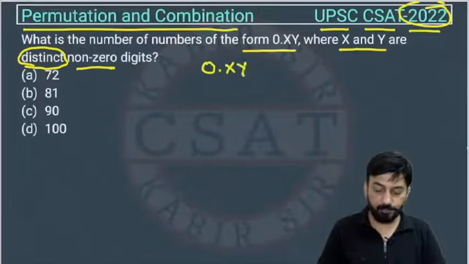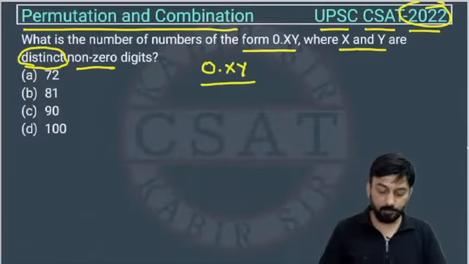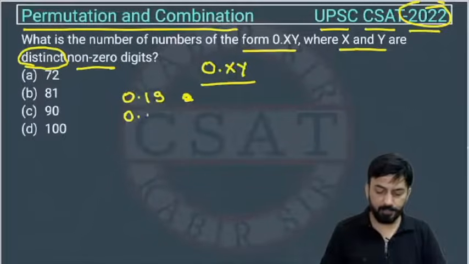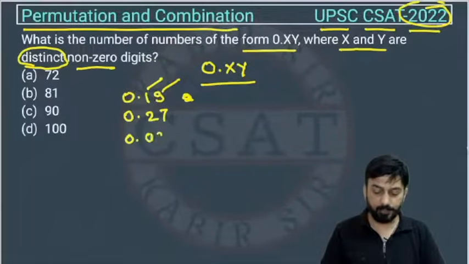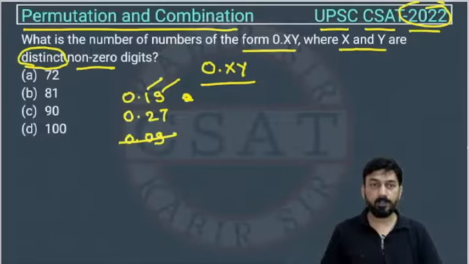0.xy form के कितने numbers form हो सकते हैं, right? So the possibilities are like 0.19, 0.27, it could be anything, right? But these digits should be different and this should not be 0. Like there is no possibility of writing like this 0.09. This is not possible, right? Because non-zero digits we have to select, right?